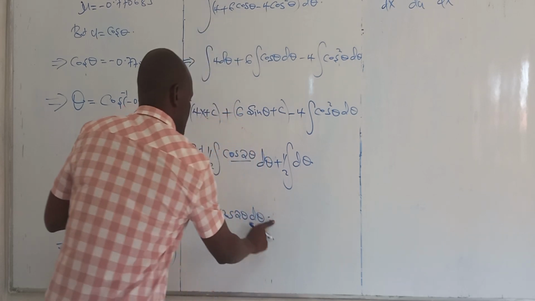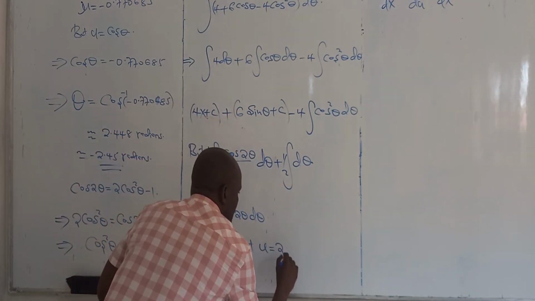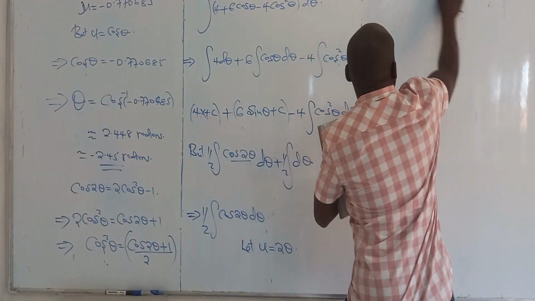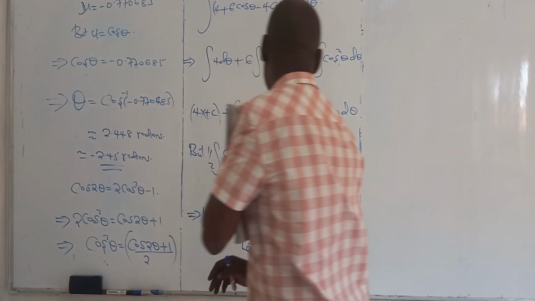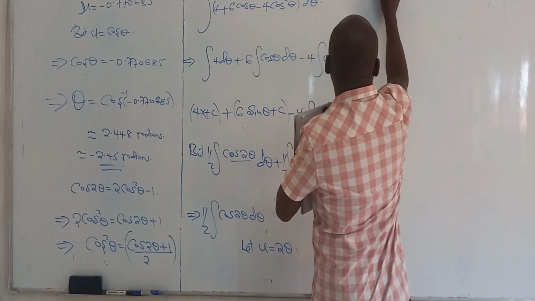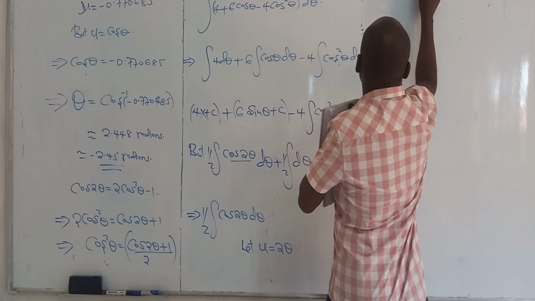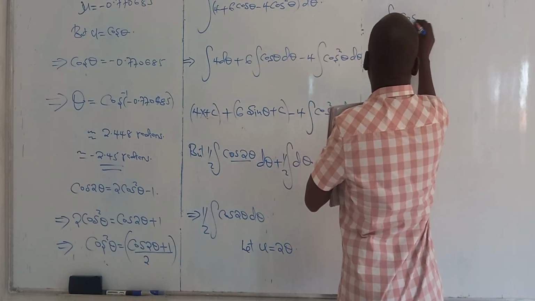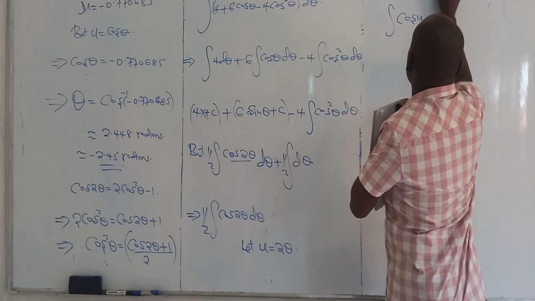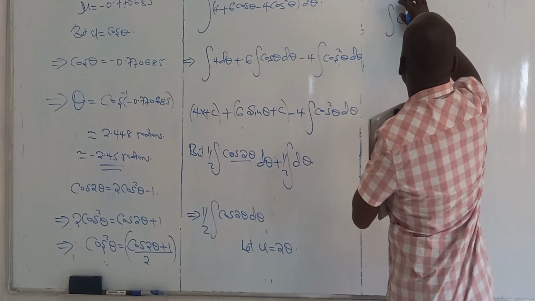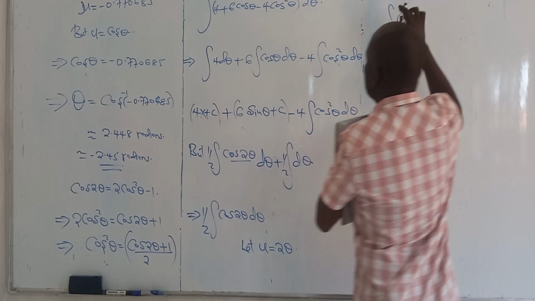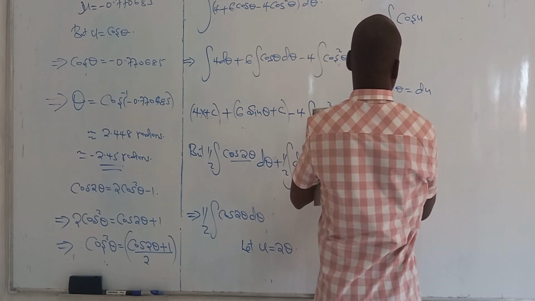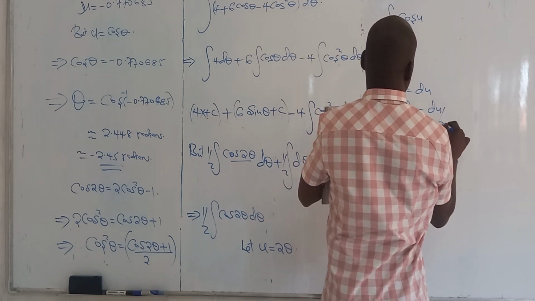So we take our case and say let u be 2 theta. So if u is 2 theta, then du d theta is equal to 2. And the integral of cos u, so this should imply that du is equal to 2 d theta. So if we have that 2 d theta is equal to du, that implies that d theta is equal to du over 2.